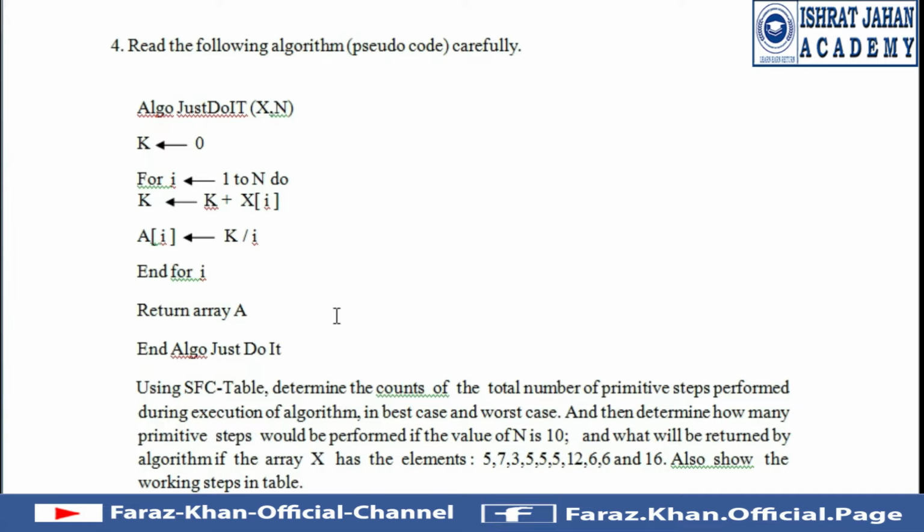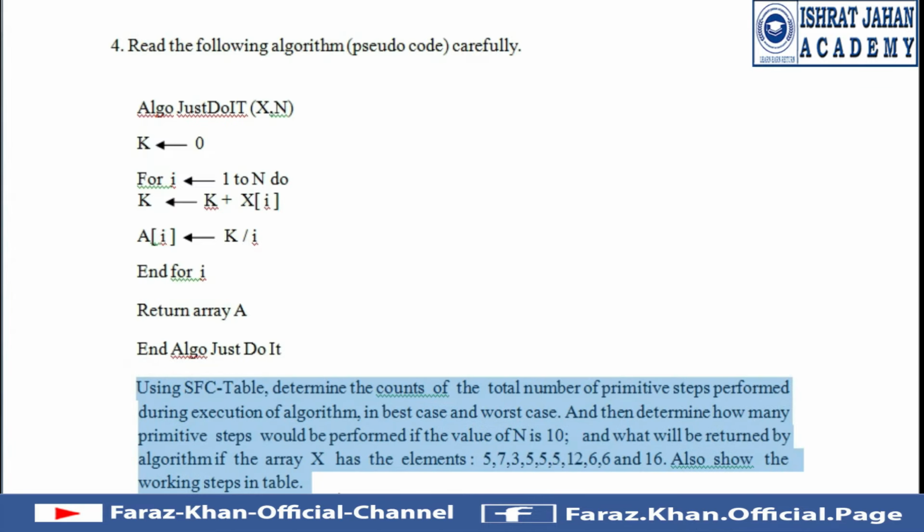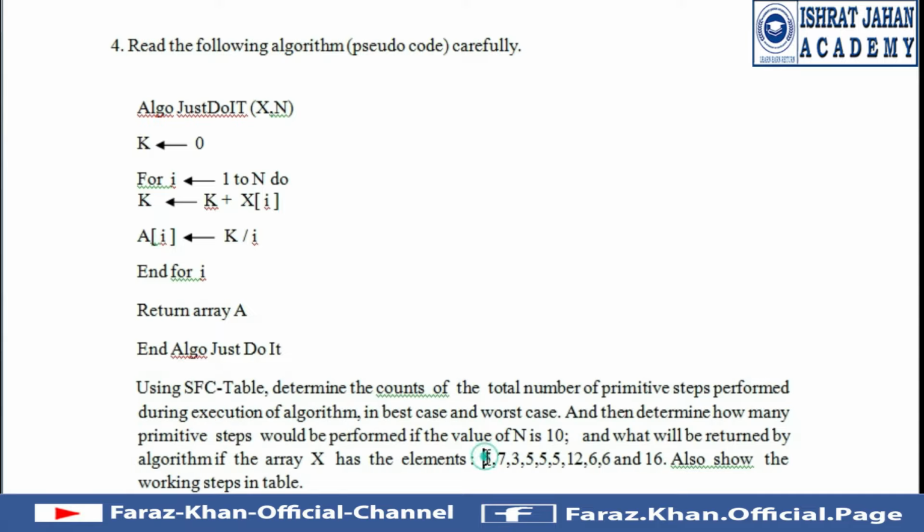Now, what is the motive of this algorithm? Using the SFC table, determine the counts of the total number of primitive steps performed during execution of the algorithm in best case and worst case, and then determine how many primitive steps would be performed if the value of n is 10. And what will be returned by the algorithm if the array x has the elements 5, 7, 3, 5, 5, 5, 12, 6, 6 and 16. Also show the working steps, right?